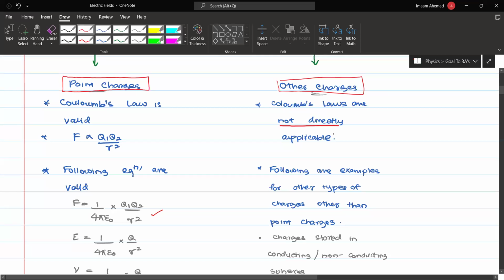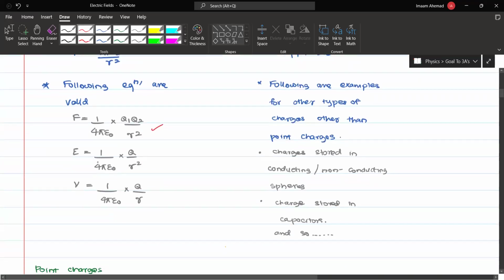So first let's look at what equations we can apply for point charges. Remember this equation? E is equal to 1 over 4 pi epsilon Q over R squared, and V is equal to 1 over 4 pi epsilon Q over R. These equations are only valid for point charges. Okay. For point charges, these equations are valid.